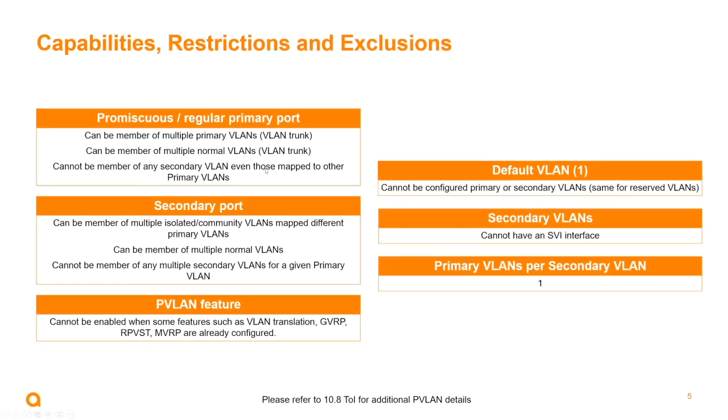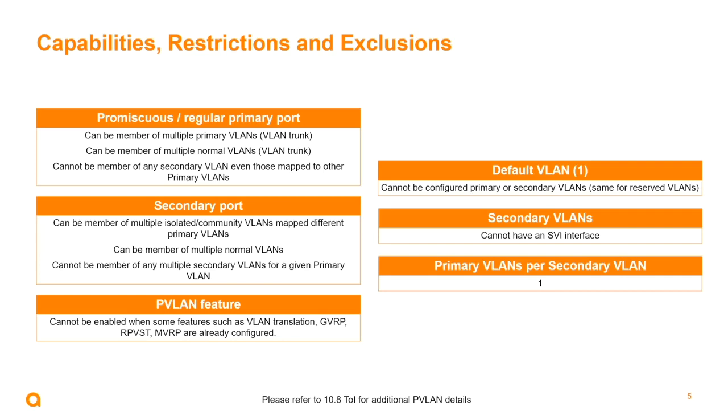Taking a look at some of the capabilities and restrictions that we should be aware of when thinking about deploying a PVLAN solution. Promiscuous or primary ports can be a member of multiple primary VLANs, and they can be a member of multiple normal VLANs, but they cannot be a member of secondary VLANs, even those that may be mapped to other primary VLANs. Secondary ports can be a member of multiple isolated or community VLANs which are mapped to different primary VLANs, and they can be members of multiple normal VLANs also, but they cannot be members of multiple secondary VLANs for a given primary VLAN.